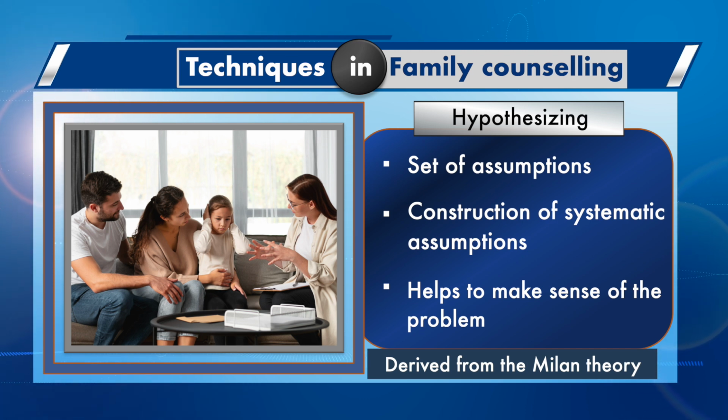Whenever a client or a family comes to a therapist, the therapist gains a certain amount of information from the family and frames some kind of assumptions about the relationships in his mind: this seems to be the cause of this, this is happening, this might be the reason for it.